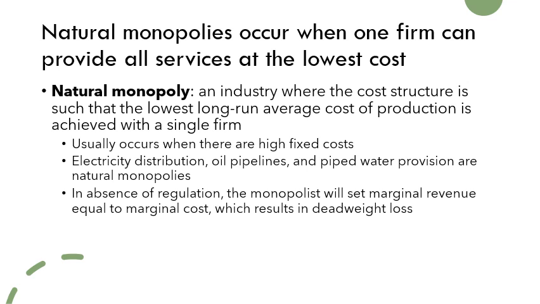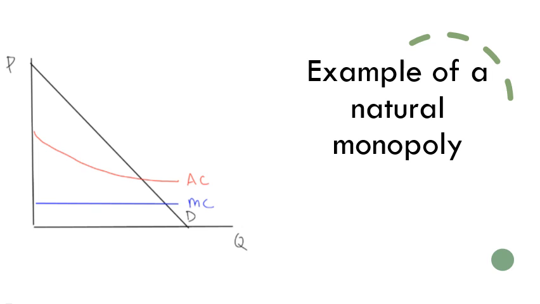In the absence of regulation, the monopolist will set marginal revenue equal to marginal cost, which results in deadweight loss. Here's an example of a natural monopoly. Maybe they have fixed marginal costs or constant marginal costs, but their average costs are declining in their quantity produced.